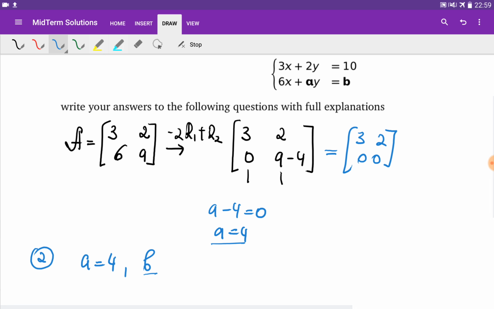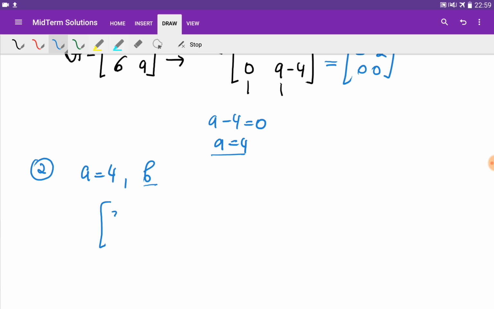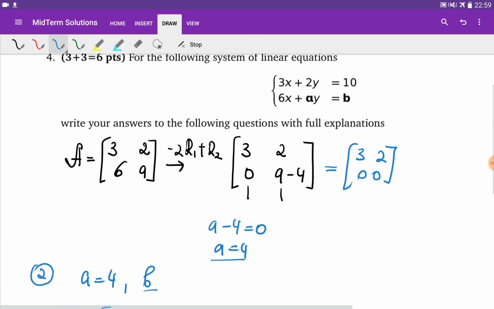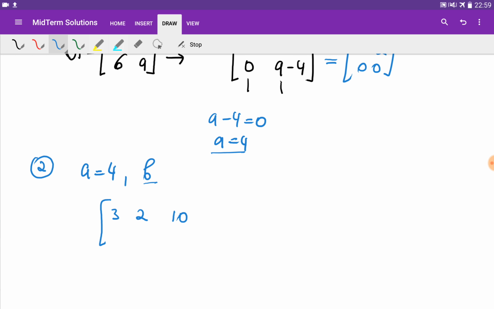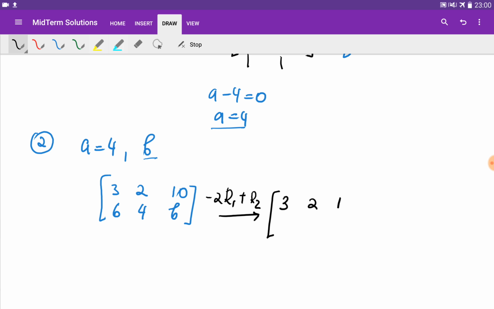So in order to do this, we need to copy the system. It is an augmented matrix. It is going to be 3, 2, 10, and the second row is going to be 6, 4, and b. So again, we need to try to bring this matrix to the reduced row echelon form. We multiply the first row by minus 2 and add this to the second, and we're going to obtain 3, 2, 10, 0, 0, b minus 20.